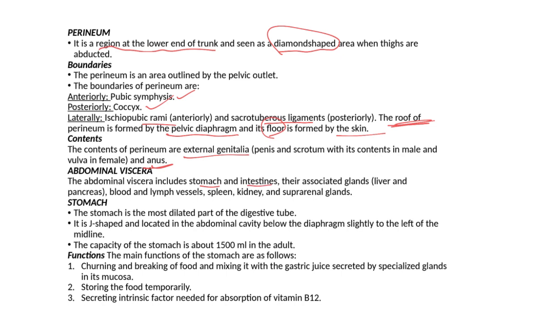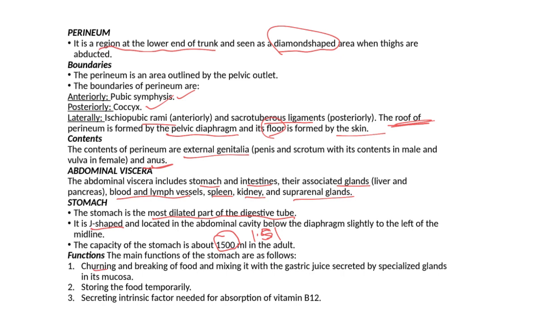The abdominal viscera includes stomach, intestine and their associated glands, that is liver and pancreas. Along with that is blood, lymph vessels, spleen, kidney and suprarenal glands. Stomach is the most dilated part of the digestive tube. Stomach is J-shaped and located in the abdominal cavity below the diaphragm, slightly to the left of the midline. The capacity of stomach is 1500 ml or 1.5 liters in males.